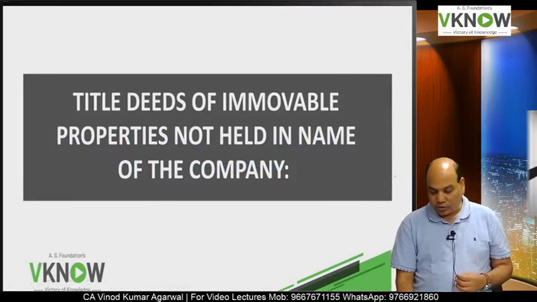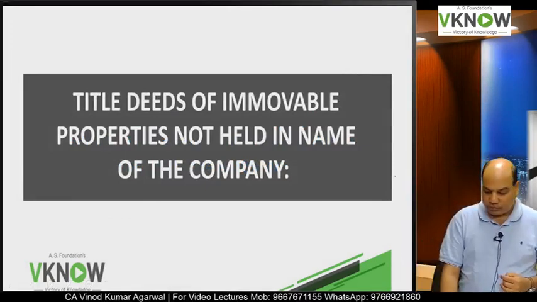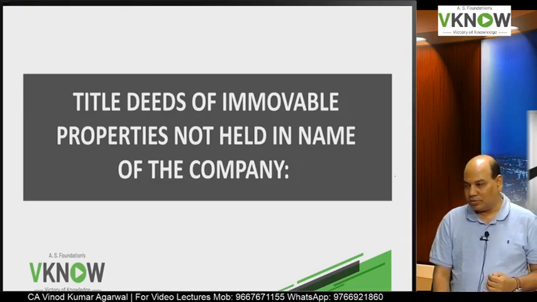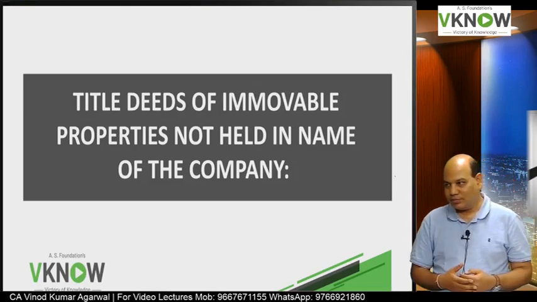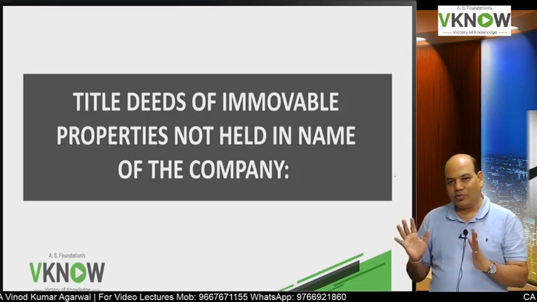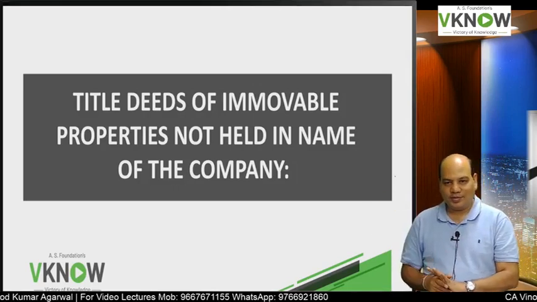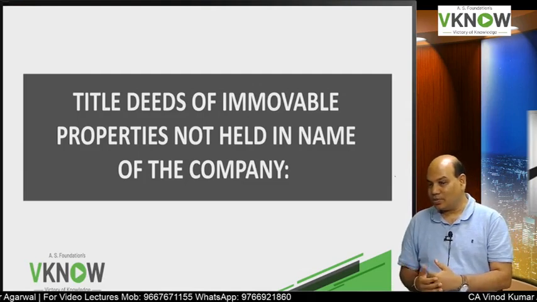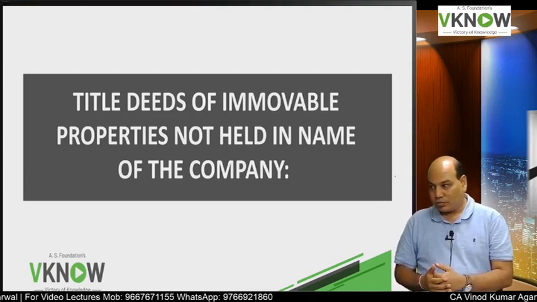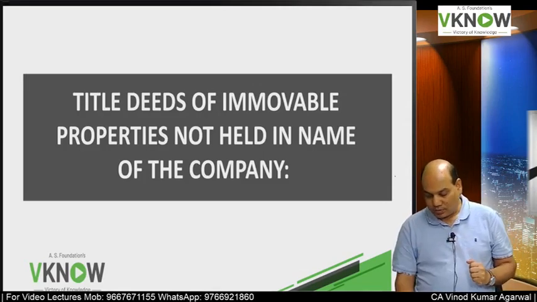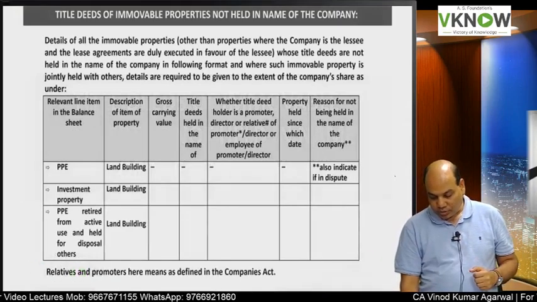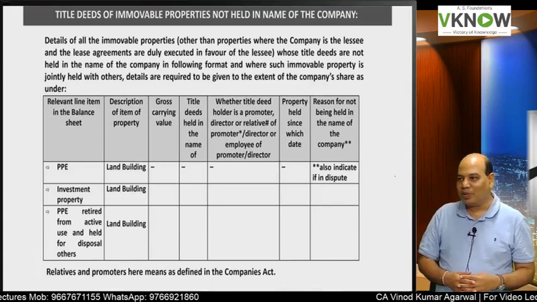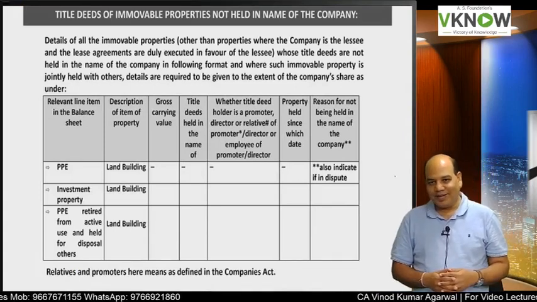Then title deeds of immovable property not held in the name of the company. Oh my God. Simply, if you have bought some immovable property in the name of other parties like promoters, directors, employees, you have to give disclosure about this. So then the other parties will also get to know which immovable properties you have held.